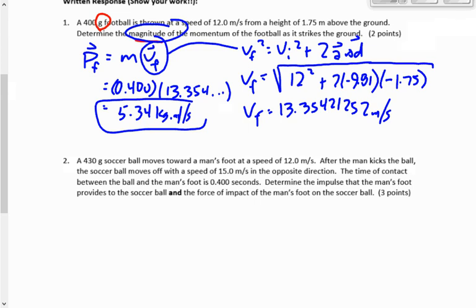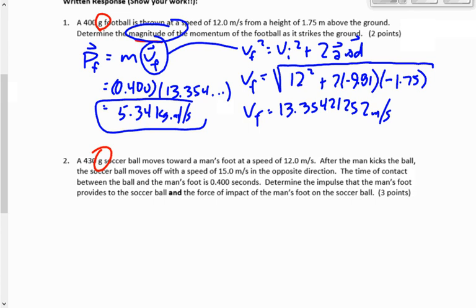Number 2 says a 430-gram soccer ball. Here we go again with the grams. You know that's going to happen tomorrow, right? We're going to see something in grams. We have to convert it to kilograms. It moves towards a man's foot at a speed of 12 meters per second. After the man kicks the ball, the soccer ball moves off at the speed of 15 meters per second in the opposite direction. I still got the red pen in my hand.